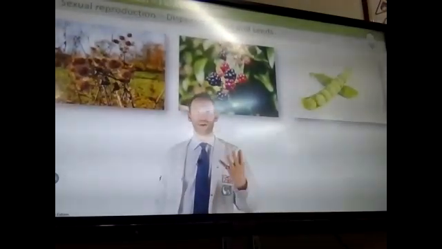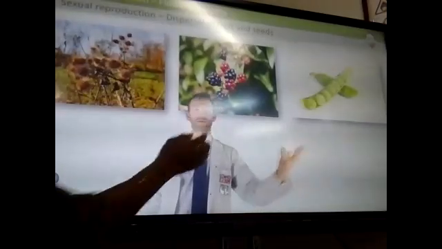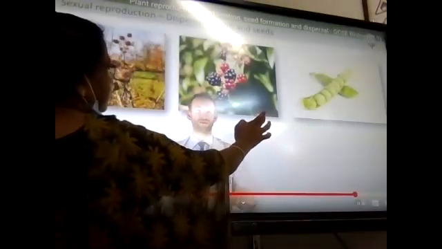Some are explosive, things like beans. They pop and they get big enough and the seed fires out a good 3-4 feet.